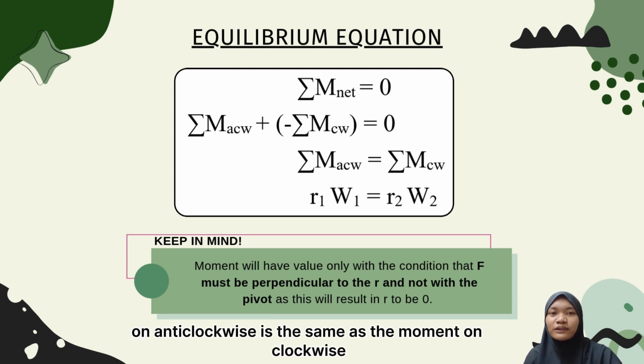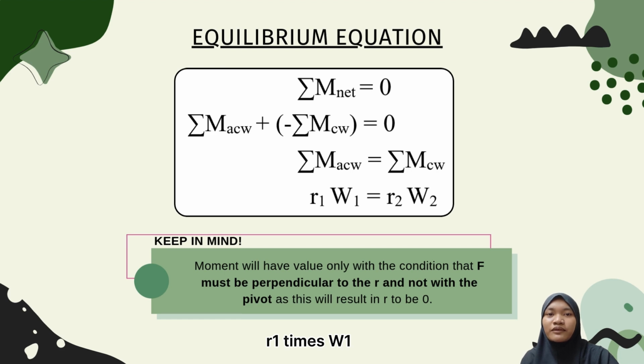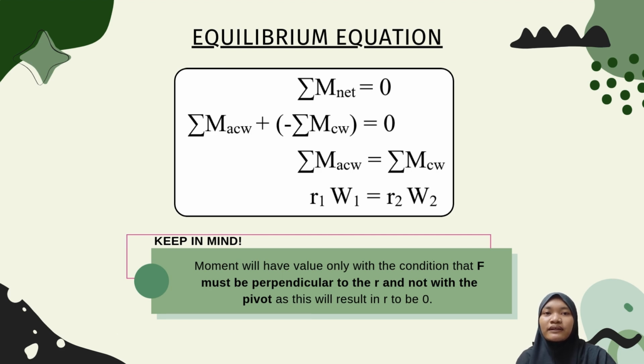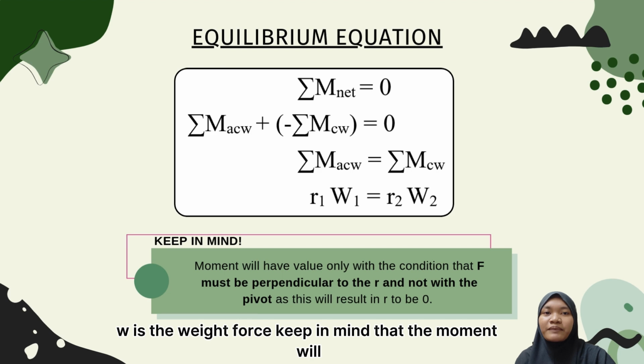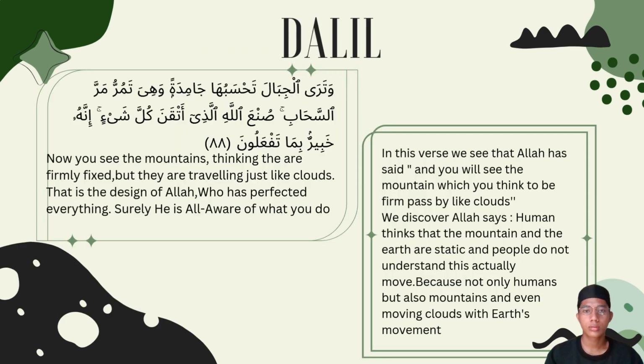This is because the moment on anti-clockwise is the same as the moment on clockwise. The moment on anti-clockwise can be written as R1 times W1, while the moment on clockwise is written as R2 times W2. Here, W is the weight force. Keep in mind that the moment will have value only with the condition that F must be perpendicular to the R and not with the pivot, as this will result in R to be 0. This is the case with W3 from before.